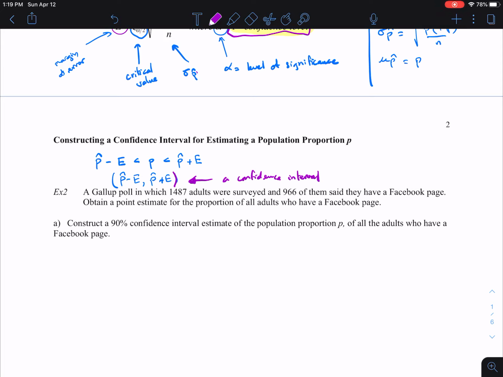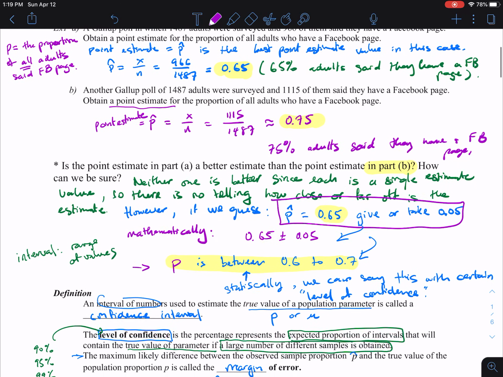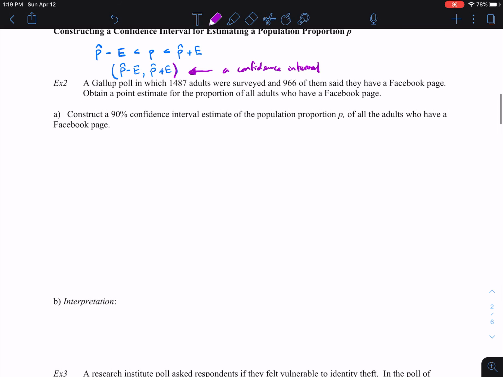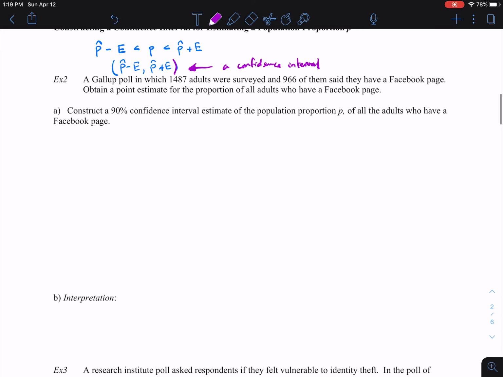Using the same example from early on, 1487 adults were surveyed, and 966 of them said they have a Facebook page, obtaining a point estimate for the proportion of all adults who have a Facebook page. That was the example at the beginning of this lesson. Now we are going to estimate this using a confidence interval. Our point estimate was, I believe, 0.65. So now we are going to use a range of values, a confidence interval, to estimate the actual proportion of all adults who have a Facebook page.